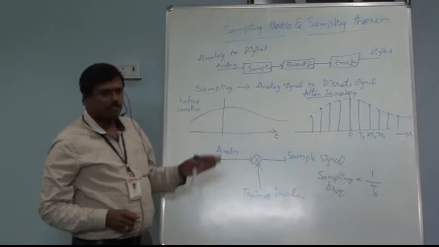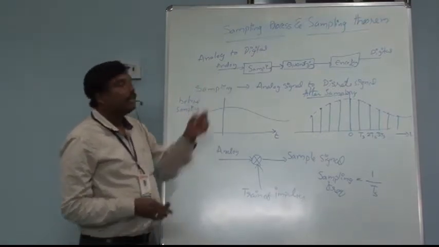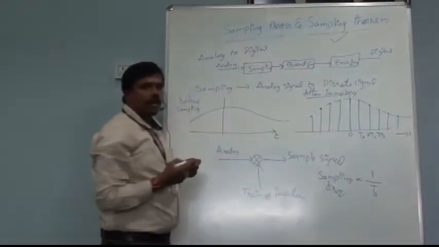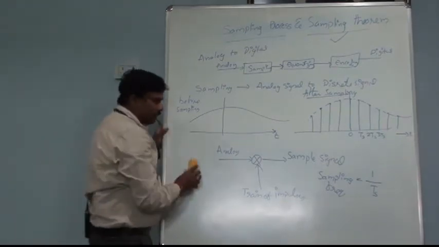So if you want to reconstruct original information from the samples, we need to follow a theorem. That theorem we are calling the sampling theorem. So what the sampling theorem is telling, we will discuss.